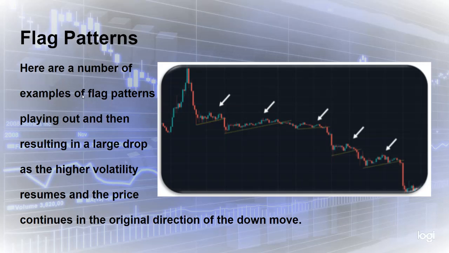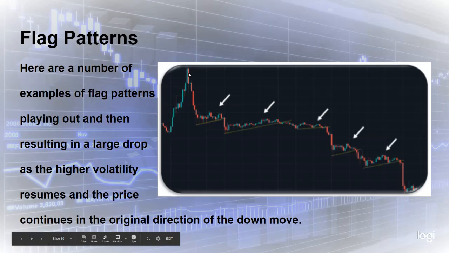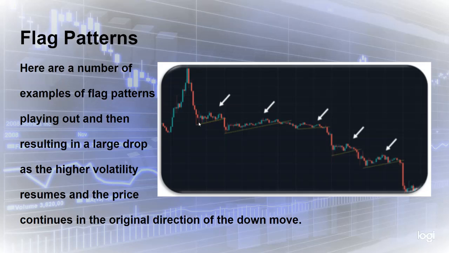So here's an example of a number of flag patterns playing out, and then the resulting large drop as higher volatility resumes and the price continues in the original direction of the move. If you see here, we're getting the move down, so we get this sort of flag pattern. Price action drifts up, and then we break back down again. Price action drifts up again, then it breaks down. It breaks out of the flag, doesn't come down much, consolidates a bit more, and then comes down again. It consolidates a bit more, comes down again. These are typical examples of flag patterns, and how they look on a chart and how to trade them.